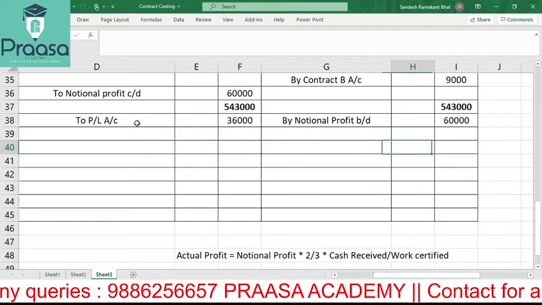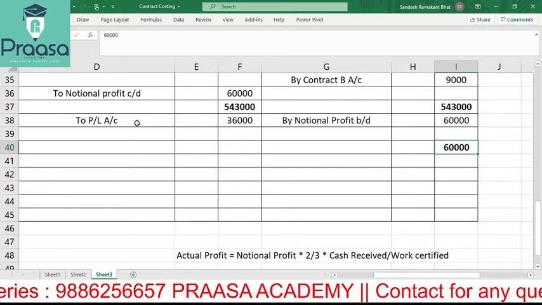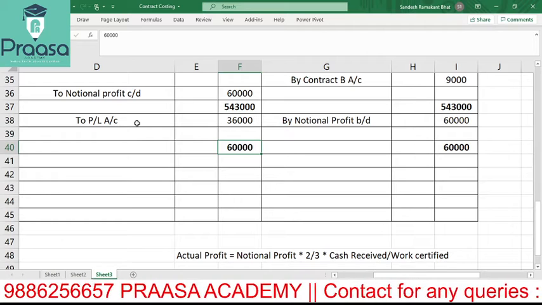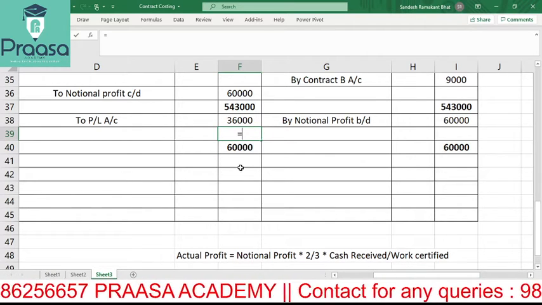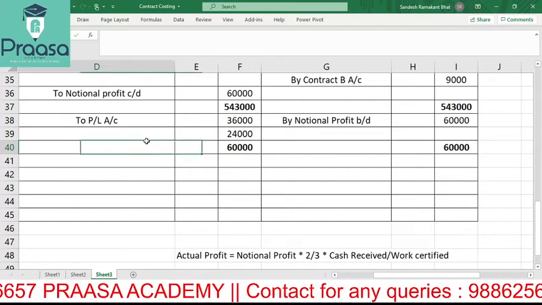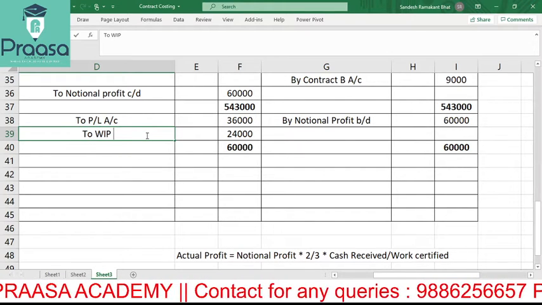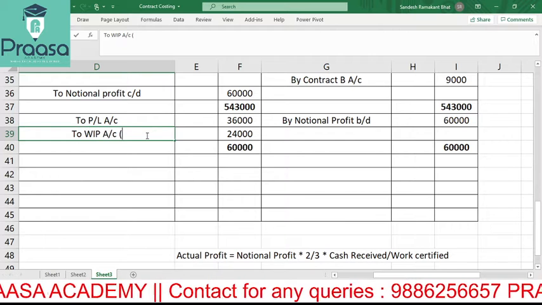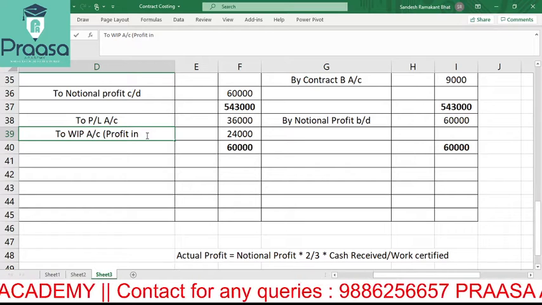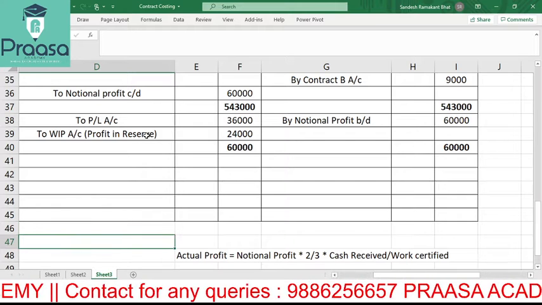36,000. So we don't have any other information here, so it will be 16,000 and 60,000. Okay, so 60,000 less 36,000 is 24,000. This is my work in progress account, in bracket profit in reserve. Okay, very important.